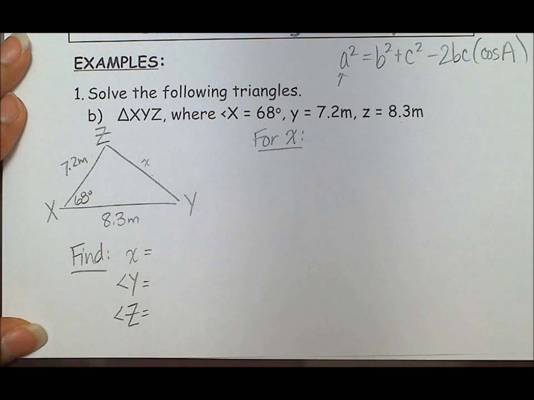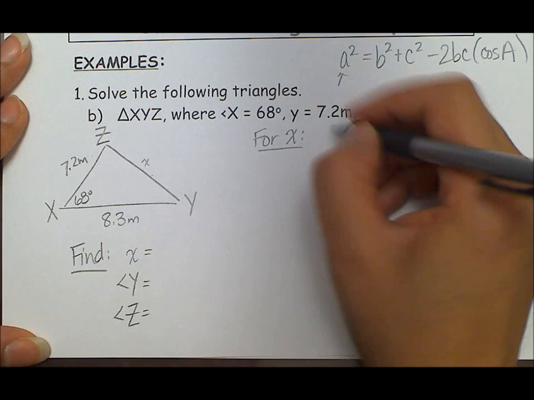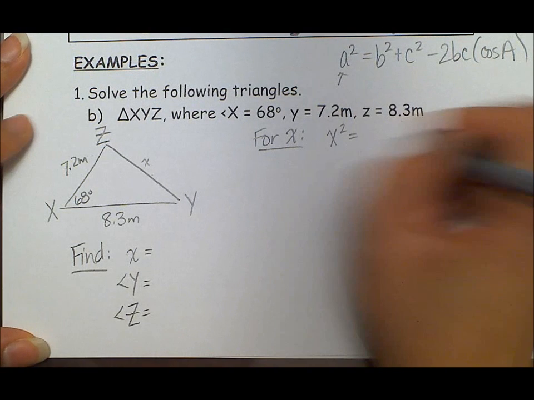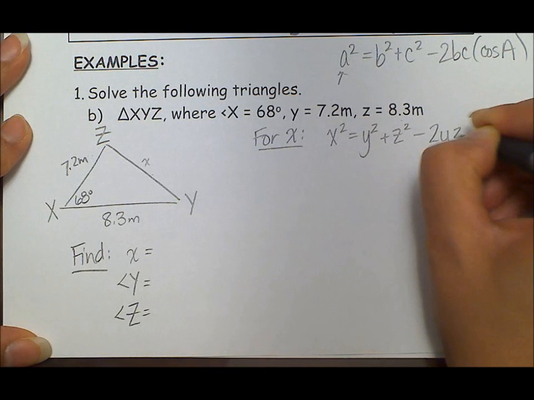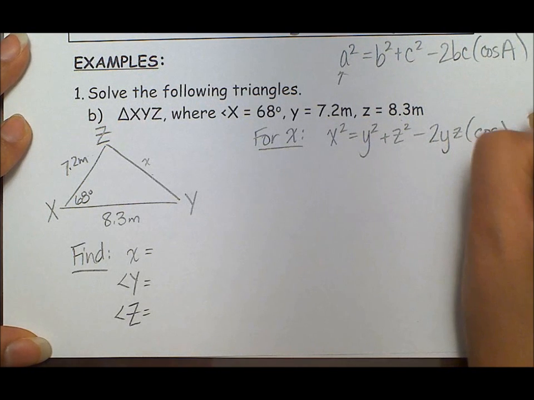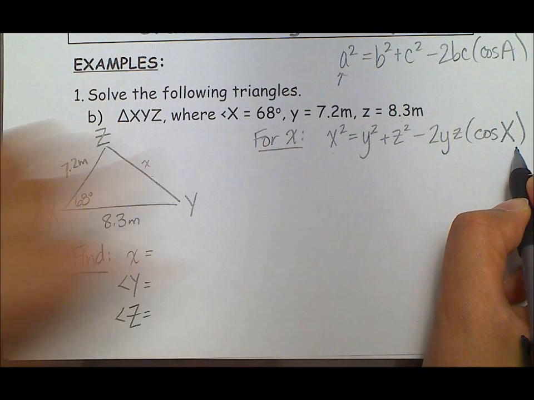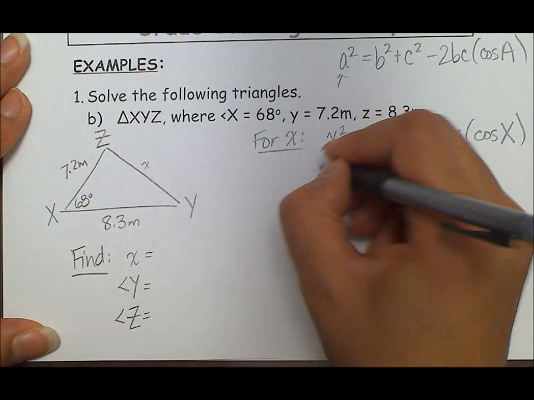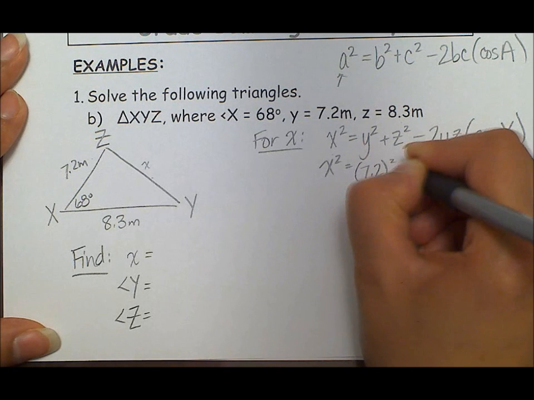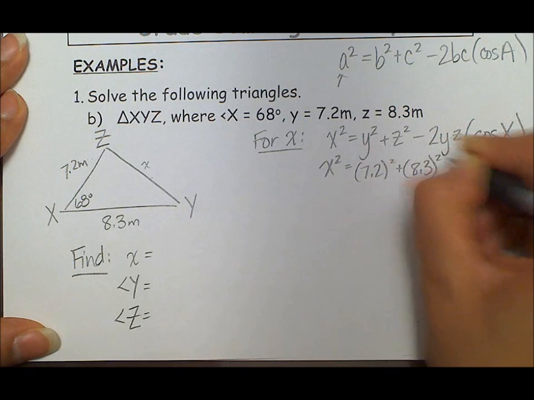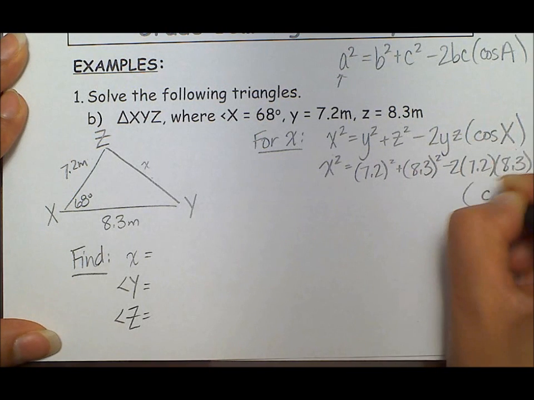So for x, little x, side length x, what I'm going to be using is the cosine law. So x squared equals y squared plus z squared minus 2yz cos of angle x. Remember that the side length and the angle that you are looking at are as far away from each other as possible in the equation. And I'll plug in the information I know. So I have 7.2 squared plus 8.3 squared minus 2 times 7.2 times 8.3 times the cos of 68 degrees.